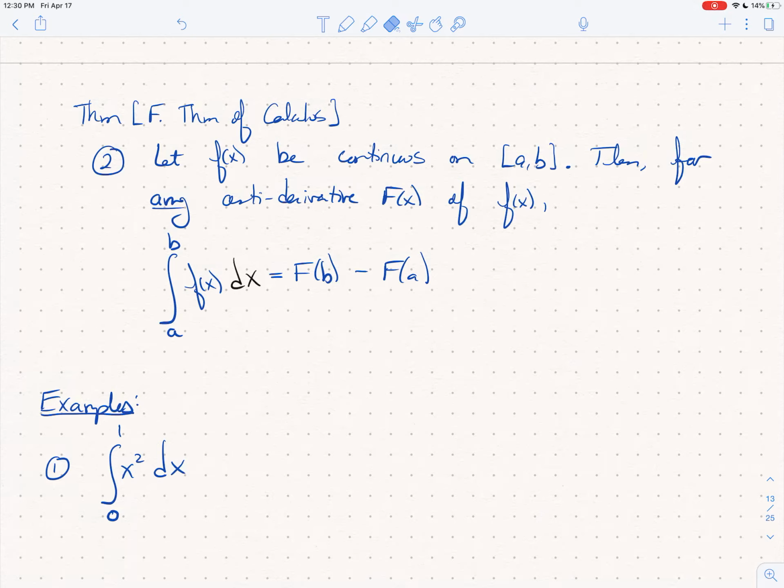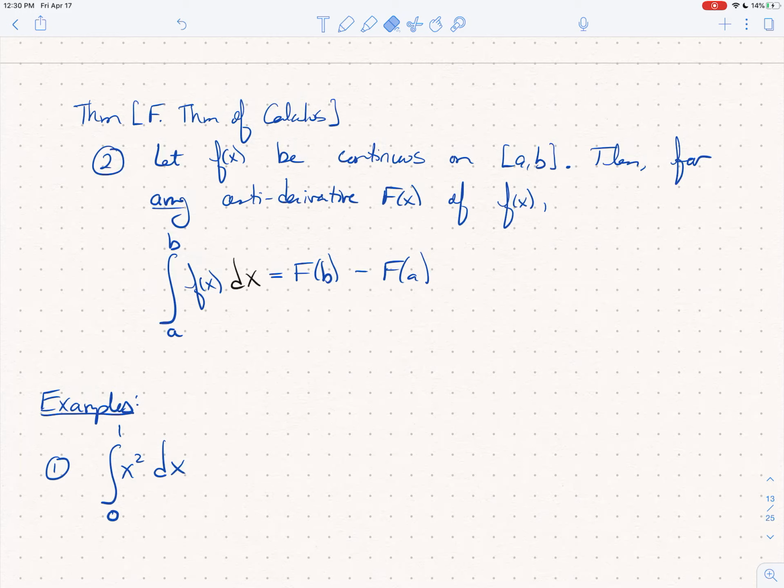So we began this chapter with the question of computing areas. How do we compute areas? We saw that you can do that by the definite integral, but we haven't really had a convenient way to compute the definite integral other than through the Riemann sums, which, as you saw, was quite tedious and difficult.